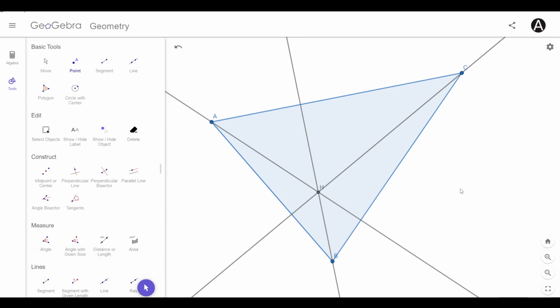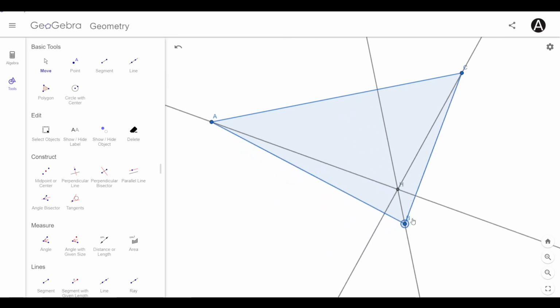And how did we find it? We found the altitude of all three vertices. We started from one vertex and we went perpendicular to the opposite side. That's the altitude. We went from this vertex perpendicular to the opposite side. We went from this vertex perpendicular to the opposite side. And did they just happen? Is it just the way that I drew that triangle? Why they intersect at that one point right there?